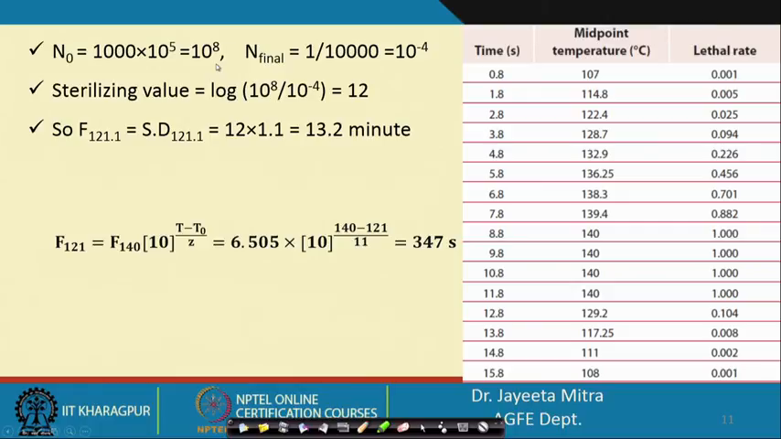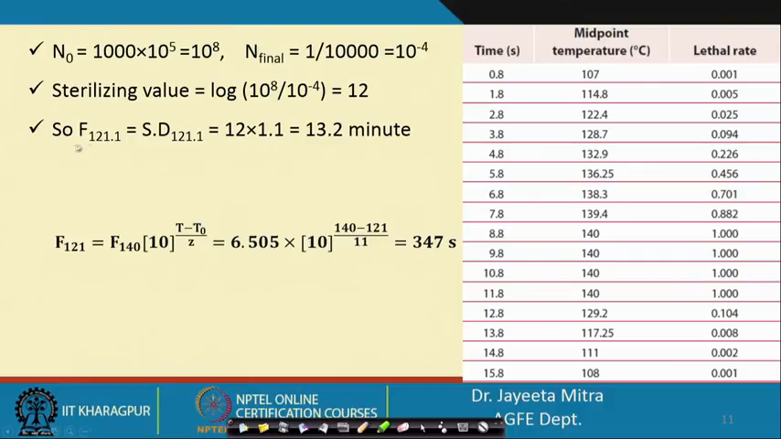Now, the final microbial population expected is 1 by 10,000, so 10,000 containers, that is 10 to the power minus 4. So, the sterilizing value will be log of 10 to the power 8 by 10 to the power minus 4, that is 12. So, basically 12 log cycle reduction we want.